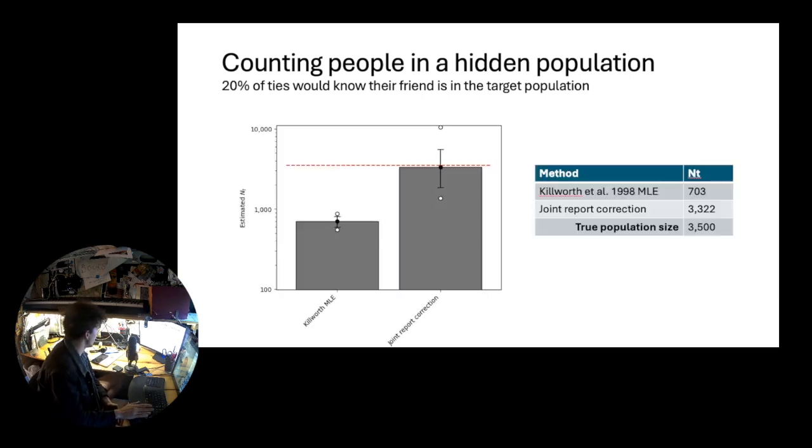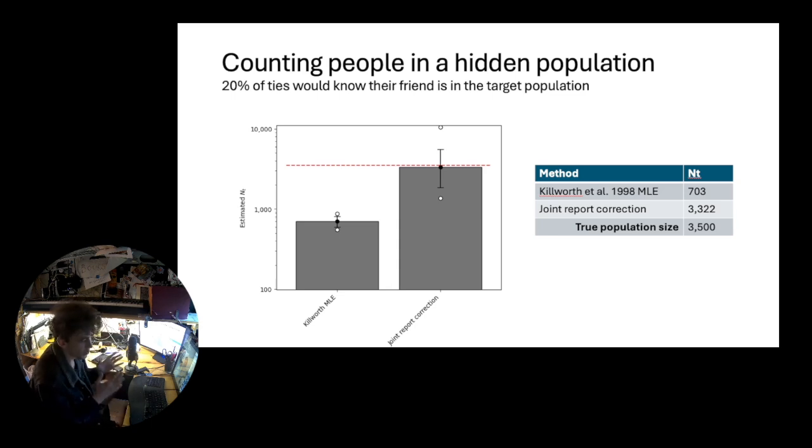And I can just cut to the chase. Here on the left, we have this Killworth 1998 maximum likelihood estimator, as applied to this situation. And on the right, we have our joint report correction, which, as you can see, does significantly better. It seems to be unbiased. And this is all as should be expected.